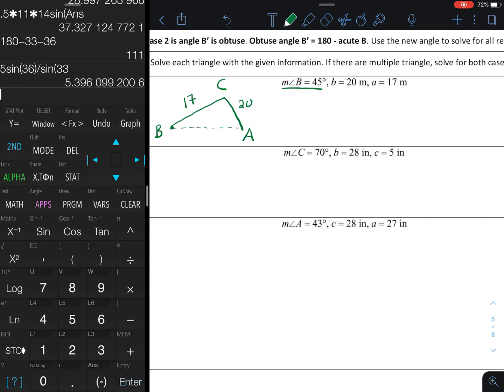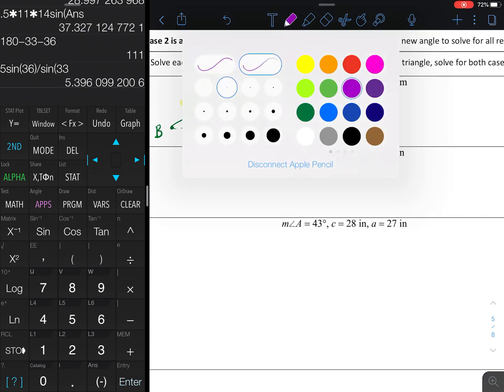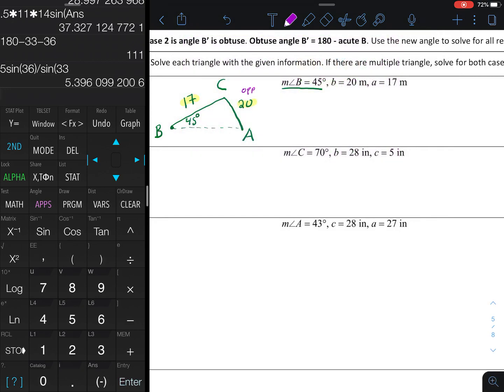Now, looking at this, we have 2 sides and a non-included angle, because the 45 is not the angle formed by the 2 known sides. And since the opposite side is bigger than the adjacent side, so opposite is greater than adjacent, there is only one possible triangle that can be formed. All right, so if there's only one possible triangle that can be formed, it's got to be the one that is the way I drew it.